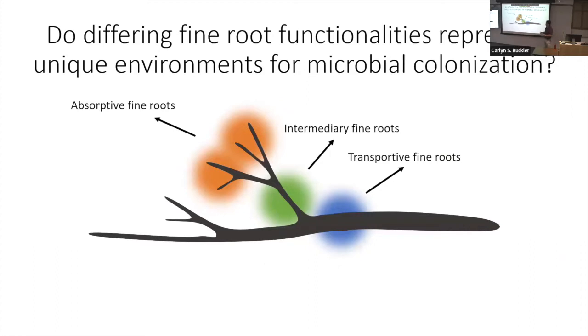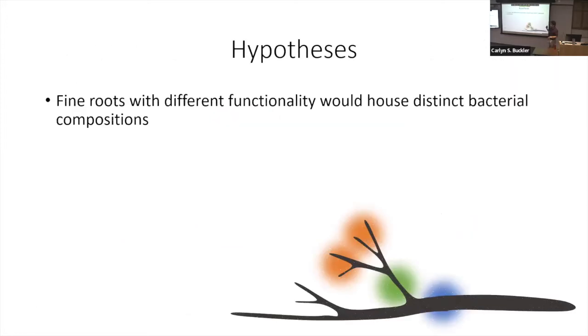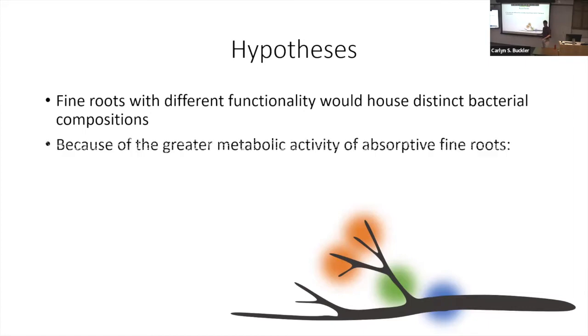And so given that I've talked about how these fine roots differ based on a whole bunch of different metrics, we're talking about respiration, morphology, nutrient, water flux, all of these different metrics, they do change by different fine roots. And given that, do we not kind of expect that maybe these would represent unique microenvironments for microbial colonization? And so to explore this, we started off a project and we had a couple of different hypotheses. So our first hypothesis was that fine roots with different functionality, like our absorptive fine roots and our transportive fine roots, they would house separate or distinct bacterial compositions.